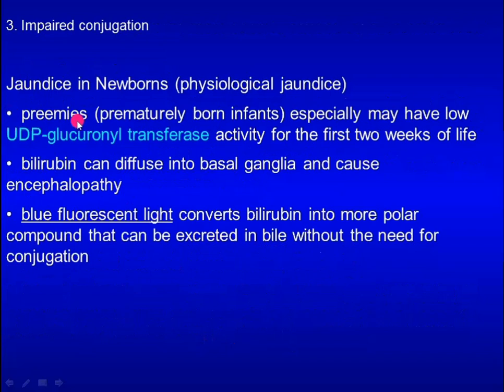Preemies, premature born infants, especially have low UGT activity for the first 2 weeks of life. Bilirubin can diffuse into basal ganglia and cause encephalopathy. Treatment includes blue fluorescent light, which converts bilirubin into a more polar compound that can be excreted in bile without the need for conjugation.